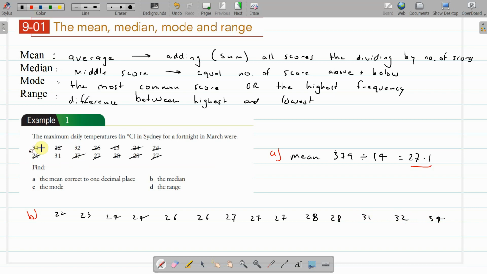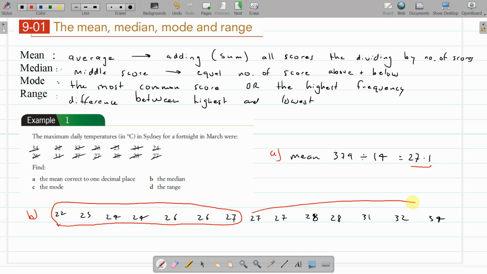Okay, now it's 14. 1, 2, 3, 4, 5, 6, 7, 8, 9, 10, 11, 12, 13, 14. Very good. 14 scores. Now, I said the median has an equal number of scores above and below. So if we divide this into 2 bits, 14 divided by 2 is 7. So we've got 7 in the first half, and 7 in the second half.